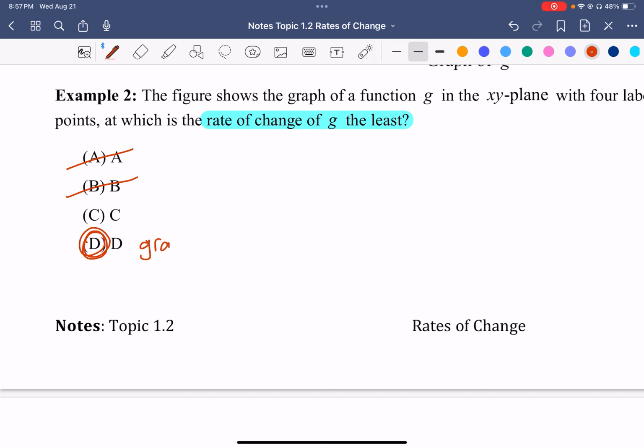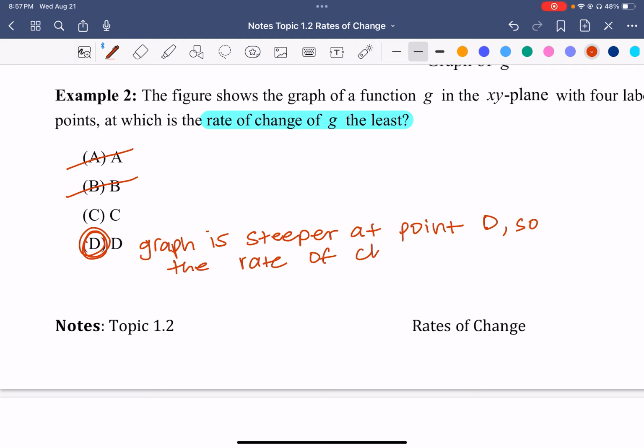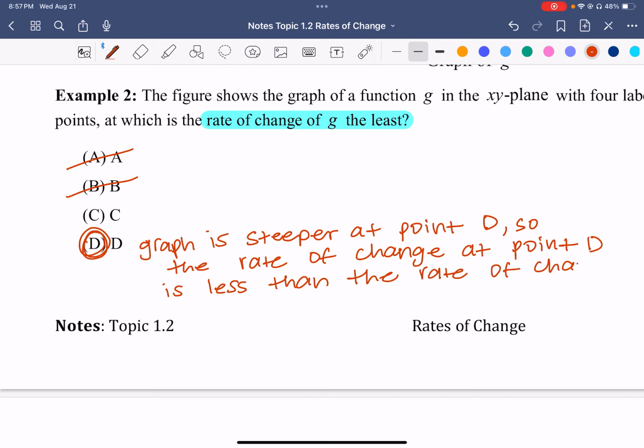So I'm going to say that the graph is steeper at point D. So the rate of change at point D is less than the rate of change at point C. Okay.